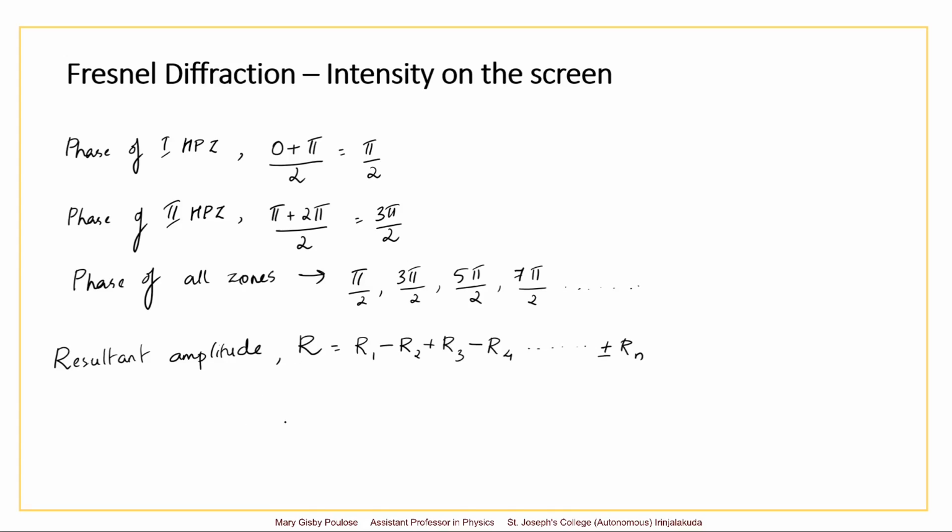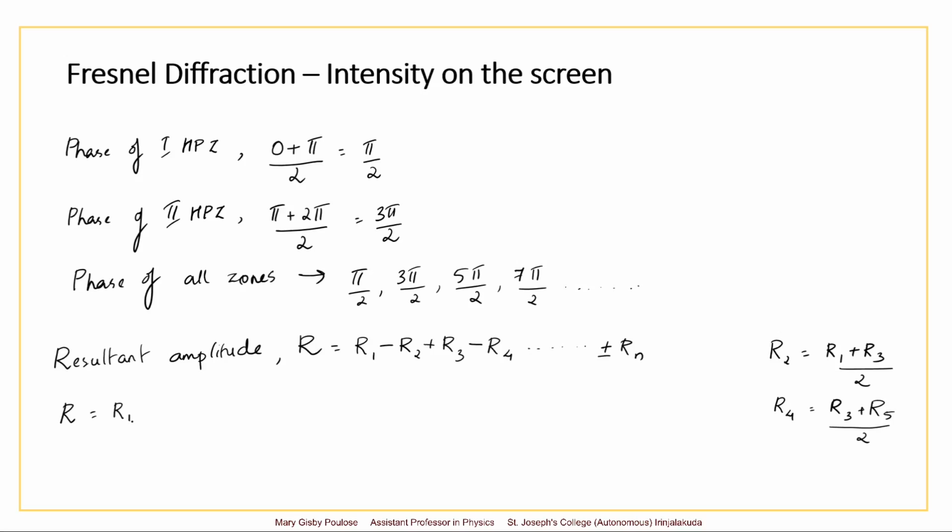Now here we are going to make some substitutions. R2 can be rewritten as the average of R1 and R3, because its amplitude is greater than R3 but less than R1. So we can write it as the average of R1 and R3. Likewise, R4 can be written as the average of R3 and R5.